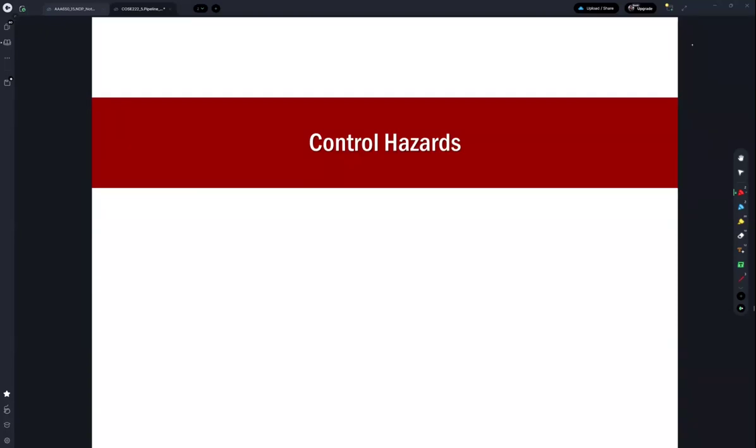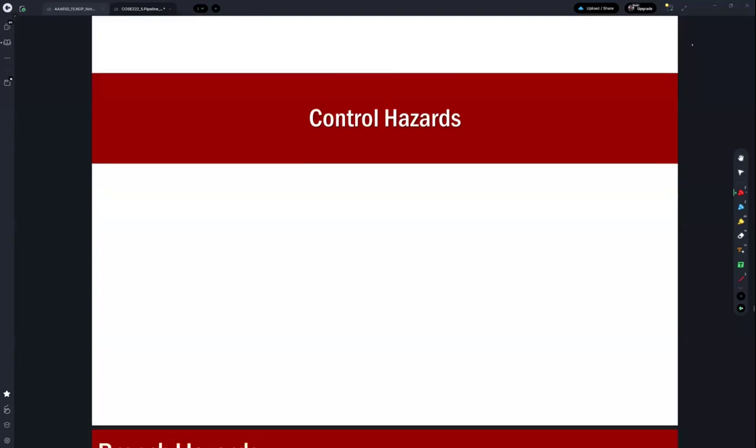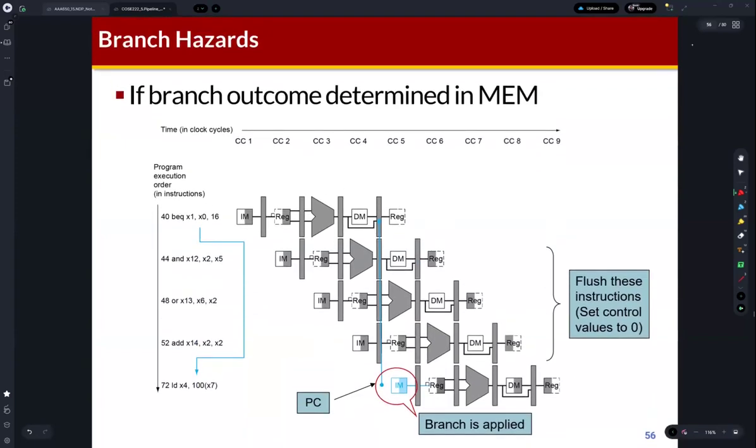Okay, now let's learn about the control hazard. This is another critical hazard, right? Then let's see why control hazard happens in the pipeline architecture.